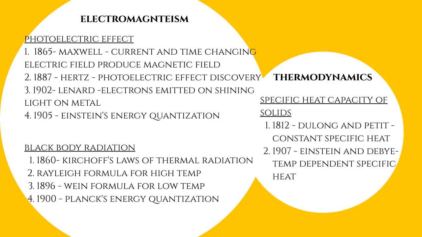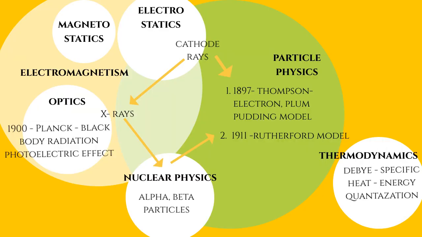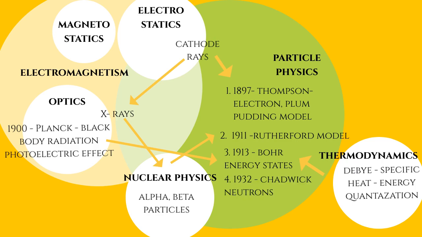To summarize this video, we saw how classical physics phenomena were not able to explain blackbody radiation, specific heat capacity of solids at low temperature, and the photoelectric effect. Max Planck, Einstein, and Debye used energy quantization concepts to solve for them. In 1913, Niels Bohr gave the concept of fixed energy states for electrons. However, this model didn't explain emission spectra for atoms with multiple electrons. In 1932, neutrons were discovered.